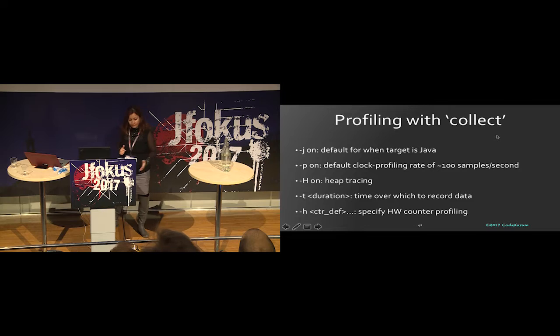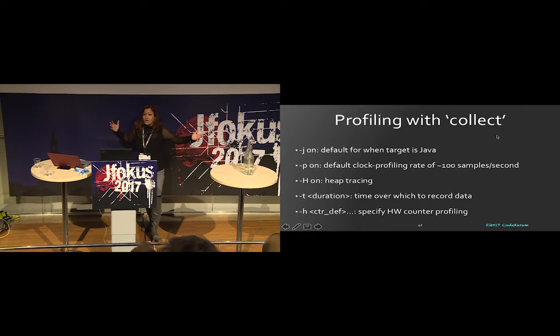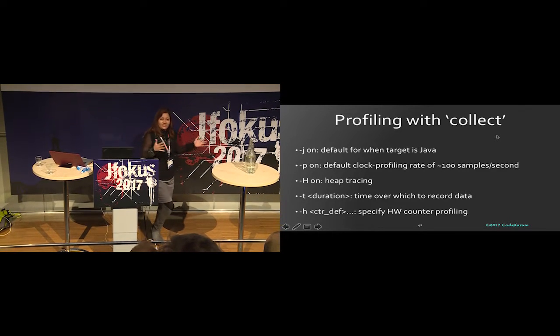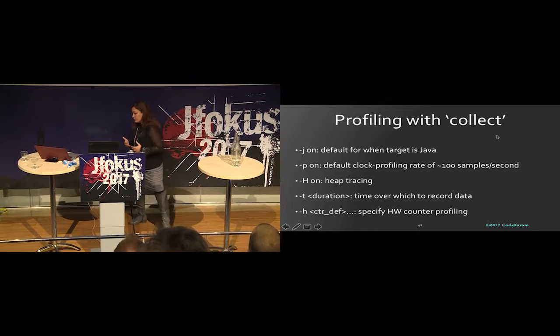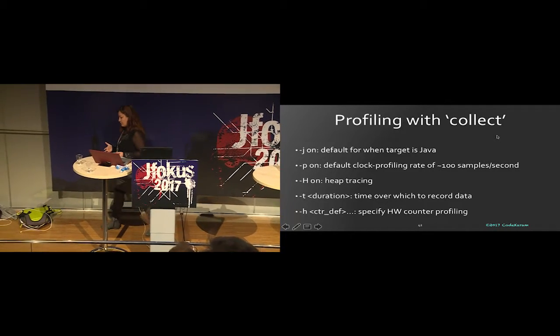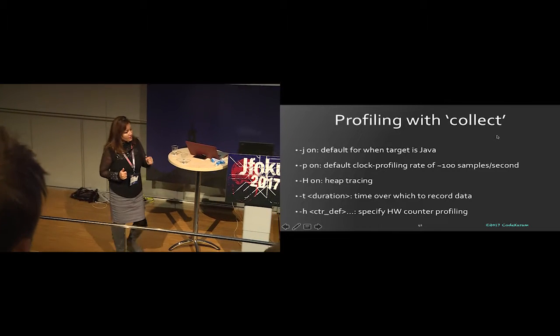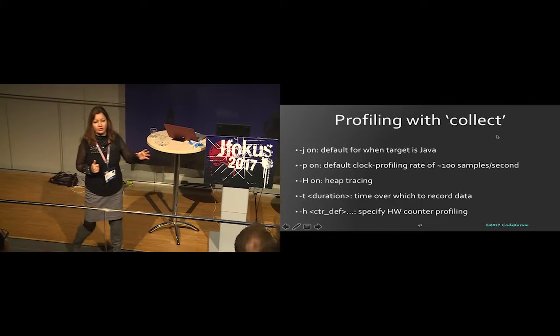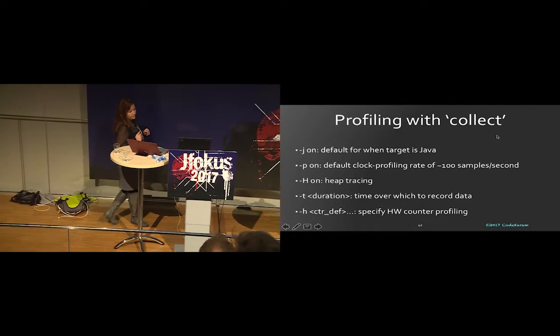Like I said, you could do heap tracing, and you can have a duration. So if your run is about 10 hours long and you don't want to measure the entire 10 hours, because that may be adding a profiling overhead, and you want to measure only a particular window, you could do that by specifying it on the command line. And then you can do various hardware counter profiling as well. In our particular case, we just use the default and we're happy.